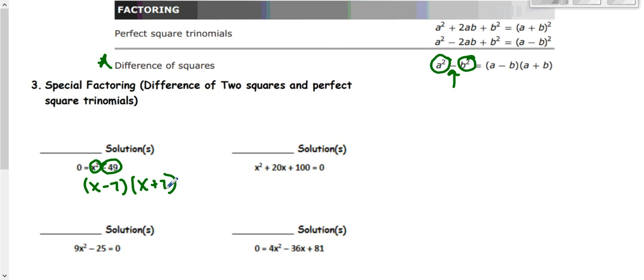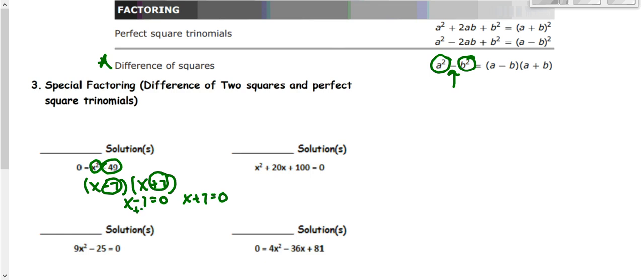Okay, so this is not a perfect square because these aren't the same. I have x minus 7 and x plus 7, but it's the difference of two squares. So very quickly, if I recognize this pattern, I can factor very quickly, noticing that these values are the same, just opposite of each other. So x minus 7, x plus 7. Now I can very quickly solve. So now I have x minus 7 equals 0, and x plus 7 equals 0.